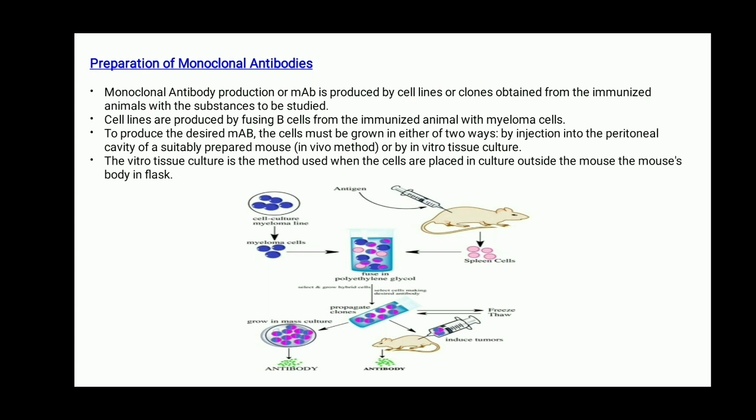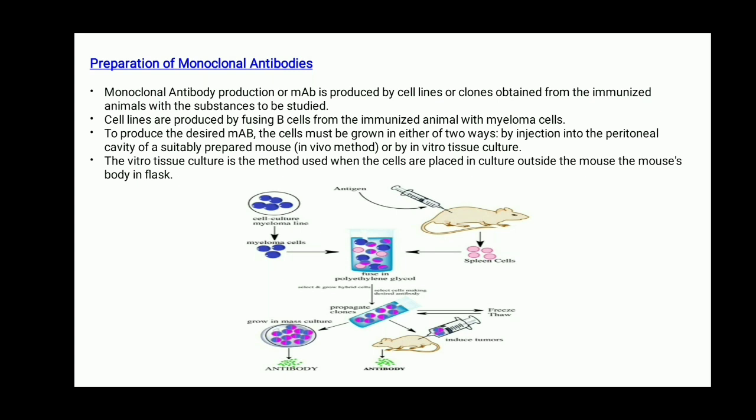Preparation of monoclonal antibodies. Monoclonal antibody or MAB is produced by cell lines or clones obtained from the immunized animals with the substances to be studied. Cell lines are produced by fusing B cells from the immunized animal with myeloma cells. To produce the desired MAB, the cell must be grown in either of two ways, by injection into the peritoneal cavity of a suitably prepared mouse, or by in vitro tissue culture. That is in vivo method or in vitro method.